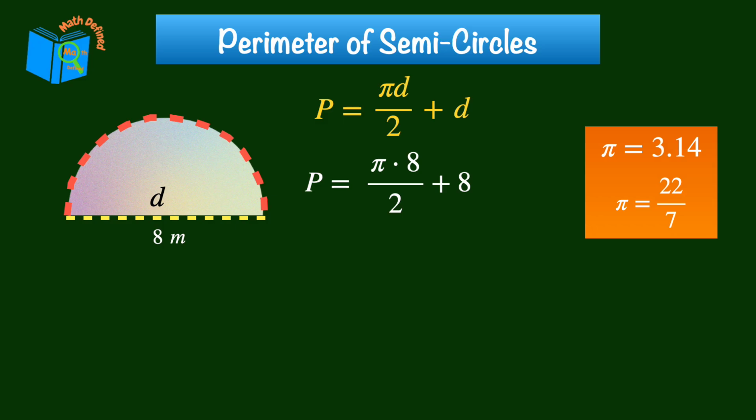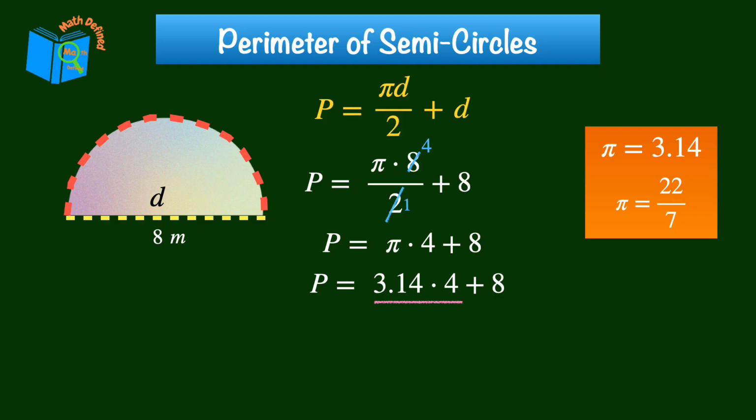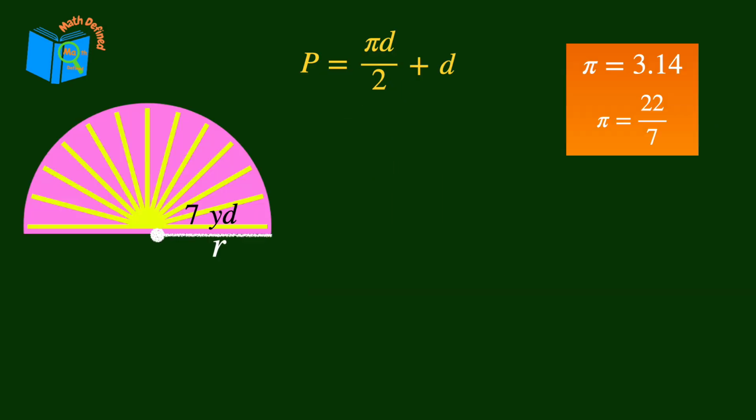I can see that I can simplify 2 and 8, leaving me with a perimeter of pi times 4 plus 8. For this particular diameter, I think it's easier to use the decimal approximation for pi. 3.14 times 4 is 12.56, and then 12.56 plus 8 is 20.56. So the perimeter of this semicircle is 20.56 meters.